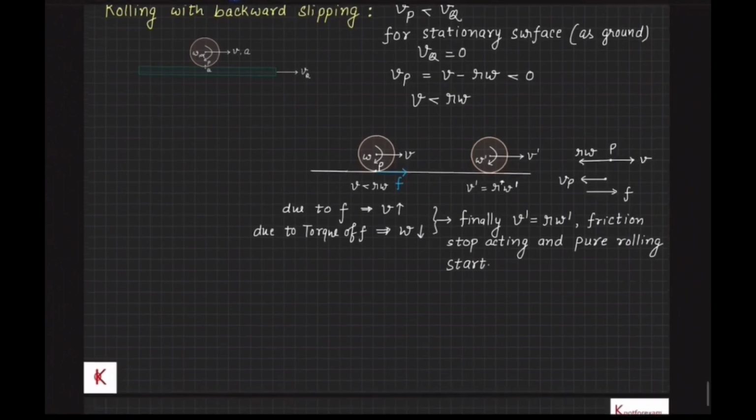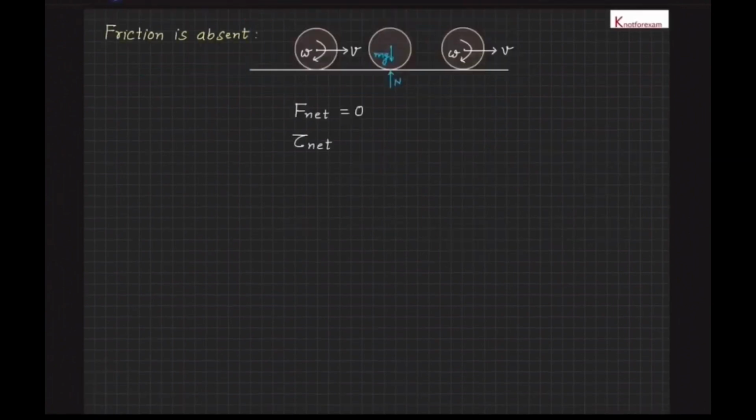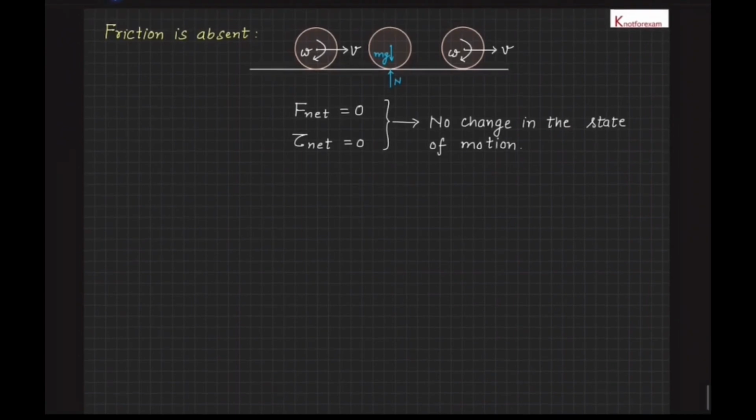And if surface is smooth, friction is absent, then F net will be 0. So v remains constant, and for F net equal to 0, tau net about any point is equal to tau net about center of mass. So in this case there will be no change in the state of translation motion or state of rotational motion, and v and omega remain same.